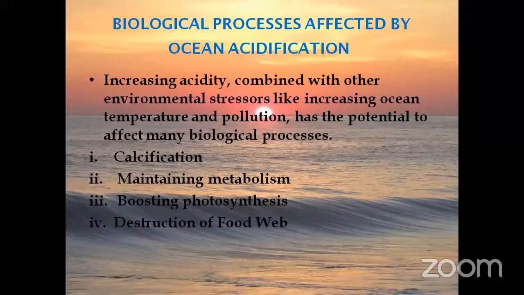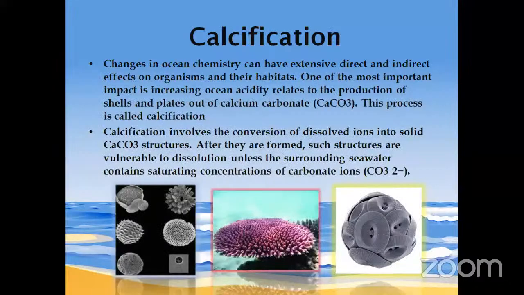Several biological processes are affected by the lowering of pH, which we will be learning about in the next few slides. Calcification. Seawater absorbs CO2 to produce carbonic acid, bicarbonate, and carbonate ion. The carbonate ions produced are essential for calcification, which allows certain organisms to build their calcium carbonate shells and skeletons. However, an increase in atmospheric CO2 levels leads to an increase in bicarbonate ion levels, causing a decrease in the concentration of carbonate ion, and thus calcification is harder to achieve.